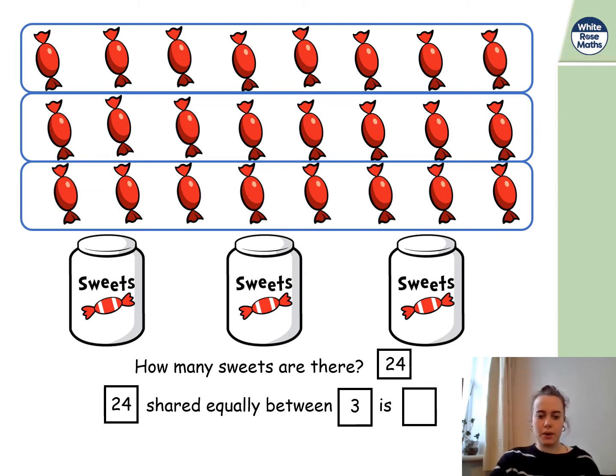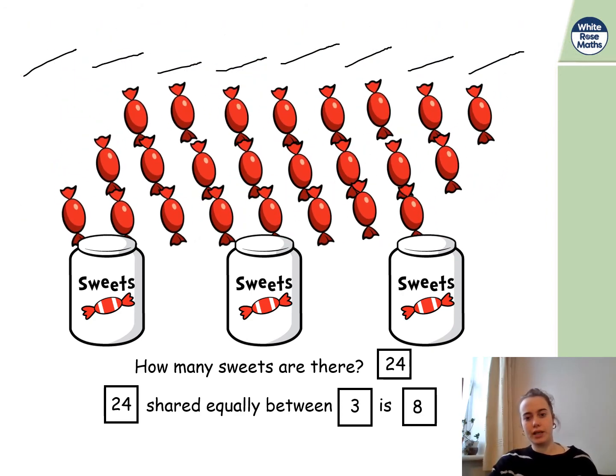So let's count them up. I'll get my pen. So we've got 1, 2, 3, 4, 5, 6, 7, 8. So if I share out all of those 24 sweets into 3 groups or 3 sweet jars, I get 8 in each group.